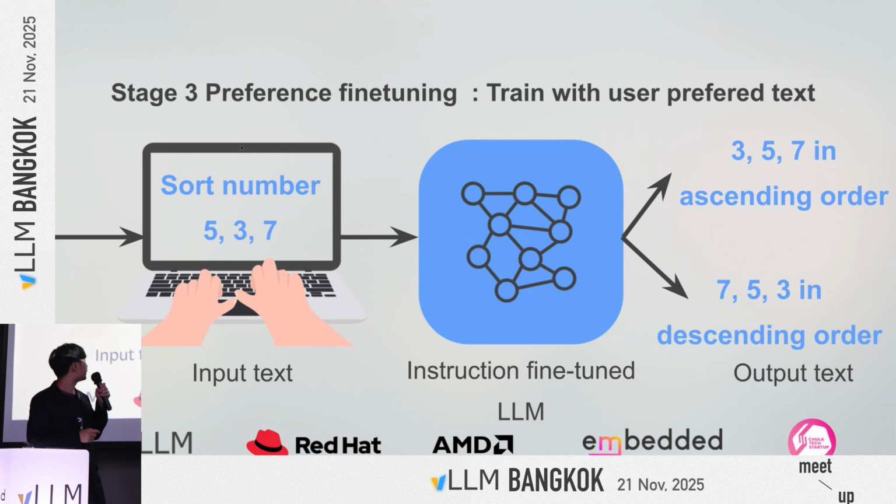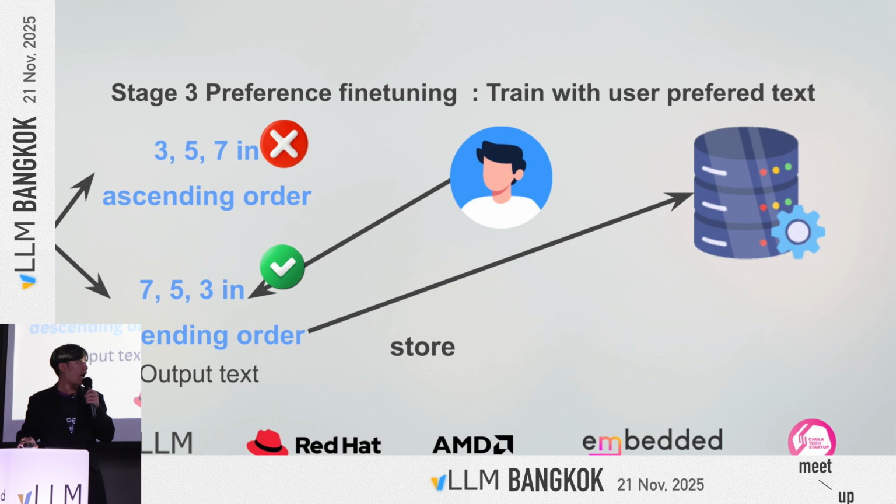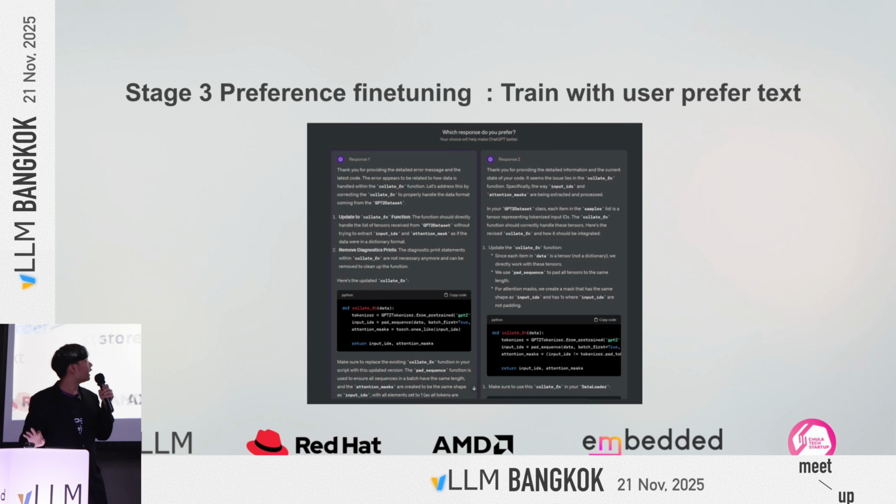Also, if you input to the model, it should respond with more than one response. Then we need some human evaluators to indicate which one is better, which one is higher quality. Okay, and then we store it in the database. If we collect enough, we train the model with a method like RLHF or DPO.